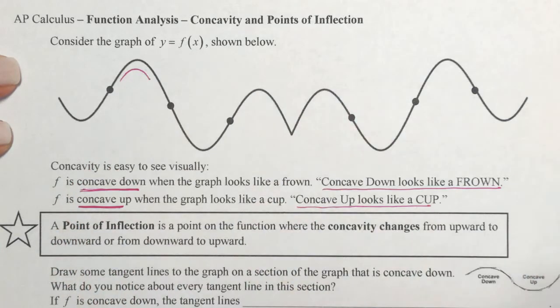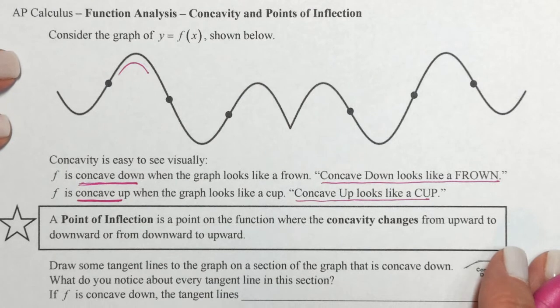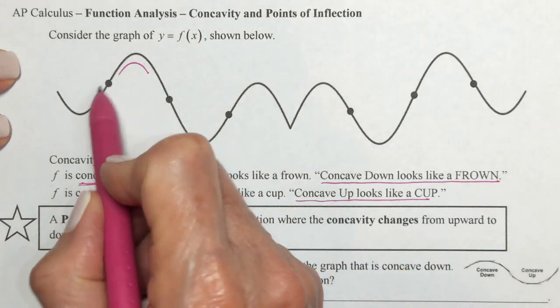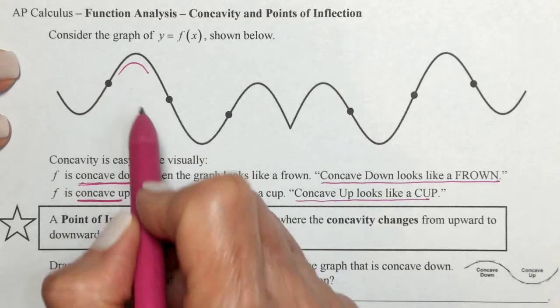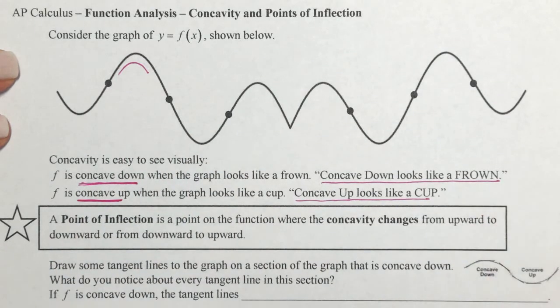Okay? All right. A point of inflection is a point on the function where concavity changes from upward to downward or downward to upward. So the point where the curve changes concavity is called a point of inflection.